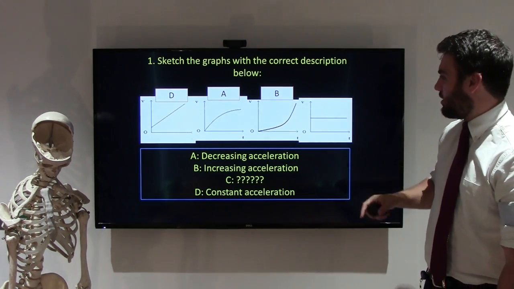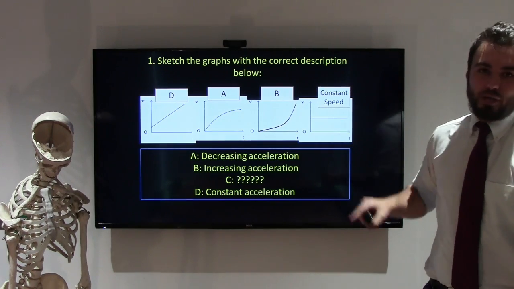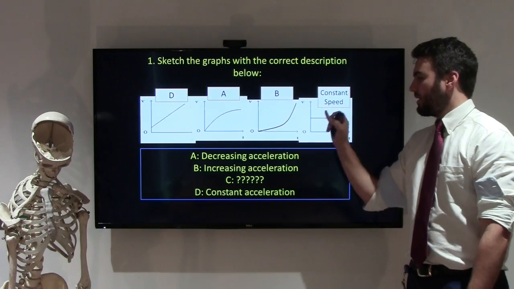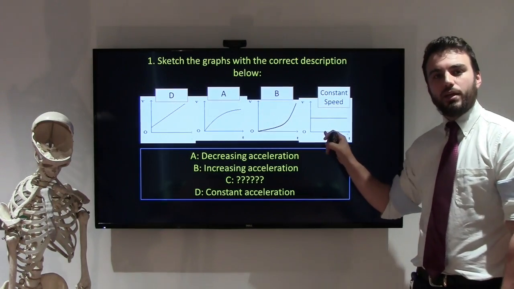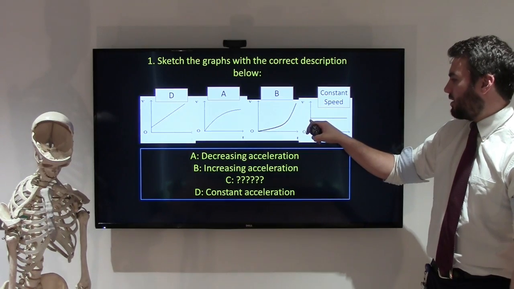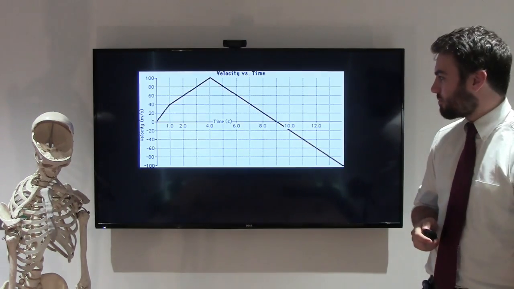And what about this one? Well, this one's going to be a constant speed. Now, if you didn't think about it, you might think this is stationary, and you might get it confused with the distance-time graph, but you're not going to. You know the gradient, you know the speed is constant, so I'm always moving at a constant speed.